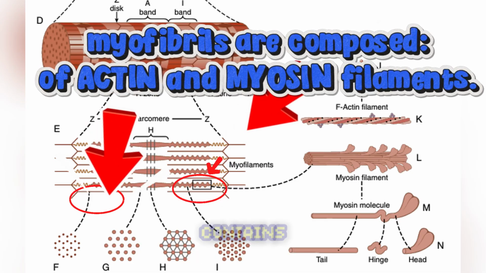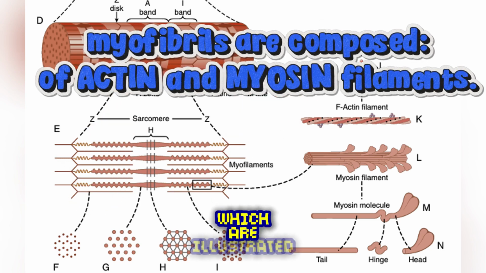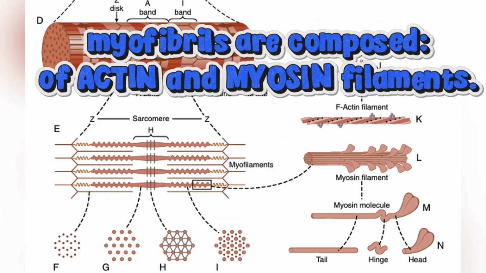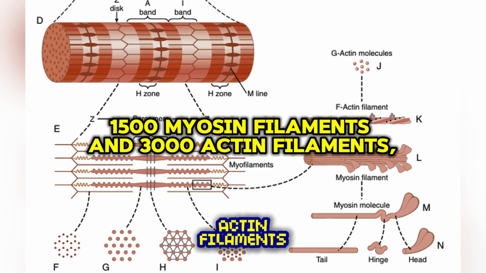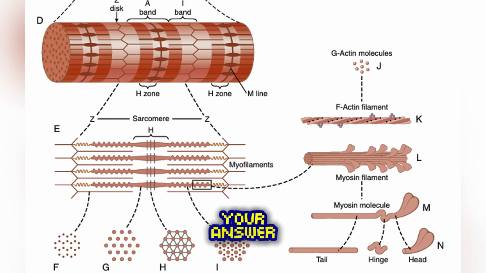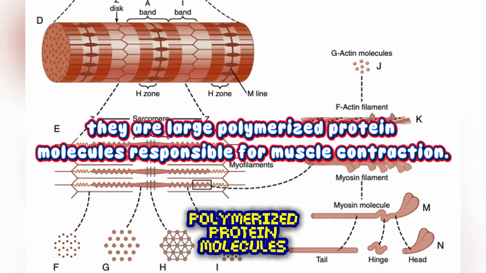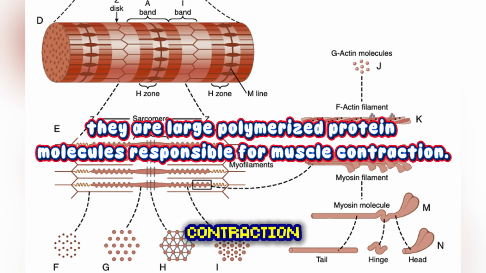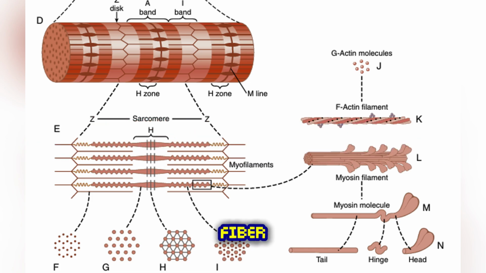Each muscle fiber contains several hundred to several thousand myofibrils, which are illustrated in the video image. Each myofibril is composed of around 1,500 adjacent myosin filaments and approximately 3,000 actin filaments. So if they ask you what actin and myosin are, your answer will be, they are large, polymerized protein molecules responsible for muscle contraction.